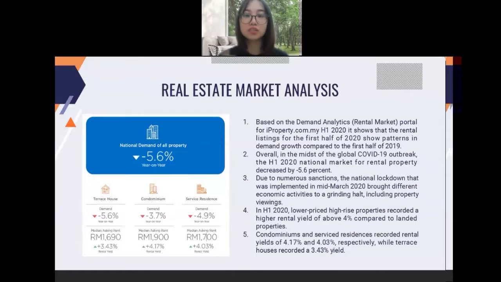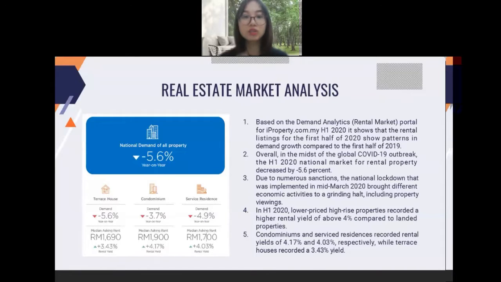And due to the national lockdown that was implemented in mid-March 2020, various economic activities came to a grinding halt, including property viewing. And while large transactions such as property are likely to be held back, as buyers restrict spending to only necessary things to ensure their financial security, this can actually help the rental market as housing is still considered a necessity for most individuals.